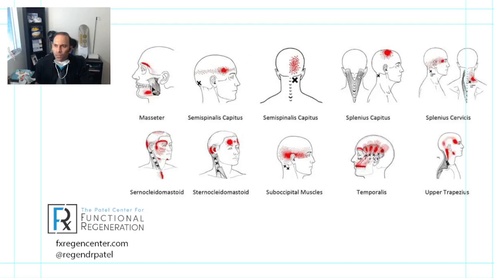So on the top left, we have the masseter muscles, which are the muscles of mastication, or chewing and biting, that can cause referral of pain into various areas. Going across the top row are muscles. There are several different muscles in the back of the neck, which I'm going to get into in a little bit, but spasms of those muscles can refer pain into the head as well.